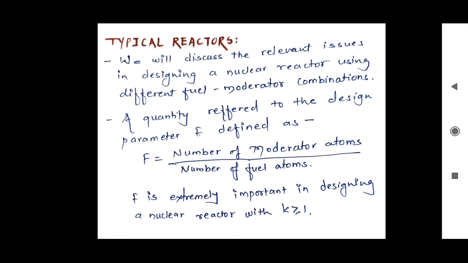For designing the nuclear reactor, we have to consider the fuel and moderator combination. A quantity which is referred to in designing the nuclear reactor, that design parameter, is capital F. The design parameter capital F is defined as the ratio of the number of moderator atoms to the number of fuel atoms. So F is equal to the number of moderator atoms divided by the number of fuel atoms, and that F is extremely important in designing a nuclear reactor with K greater than or equal to 1.